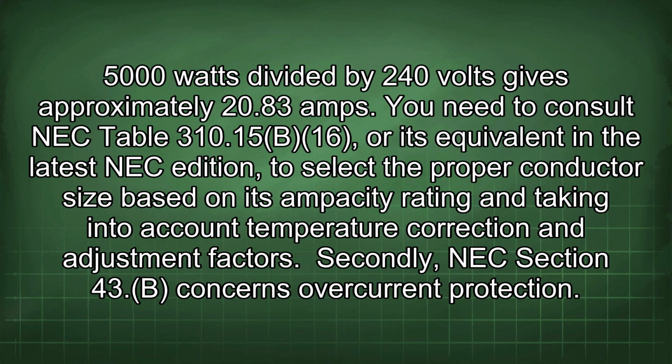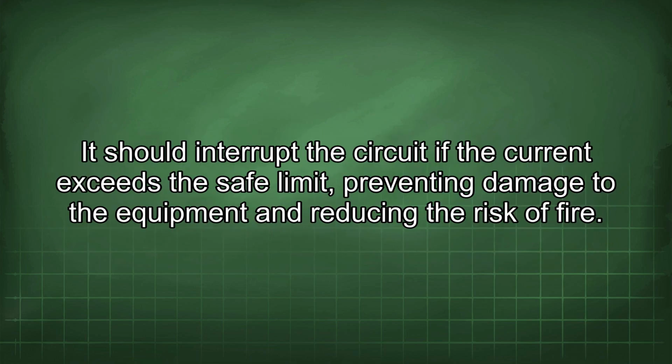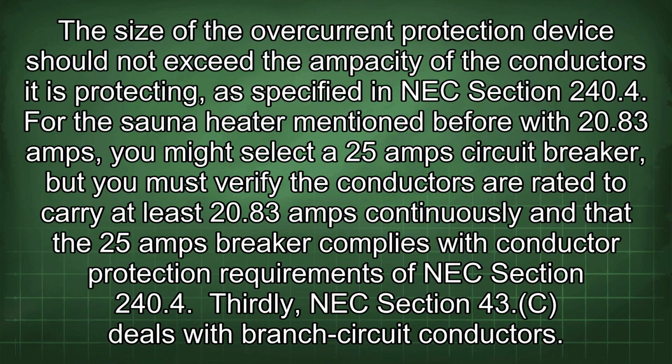Secondly, NEC Section 43(B) concerns overcurrent protection. Overcurrent protection devices, such as circuit breakers or fuses, are essential for protecting the sauna heater and the electrical circuit from overloads and short circuits. The overcurrent protection device must be sized appropriately for the circuit and the sauna heater's rating. It should interrupt the circuit if the current exceeds the safe limit, preventing damage to the equipment and reducing the risk of fire. The size of the overcurrent protection device should not exceed the ampacity of the conductors it is protecting, as specified in NEC Section 240.4.